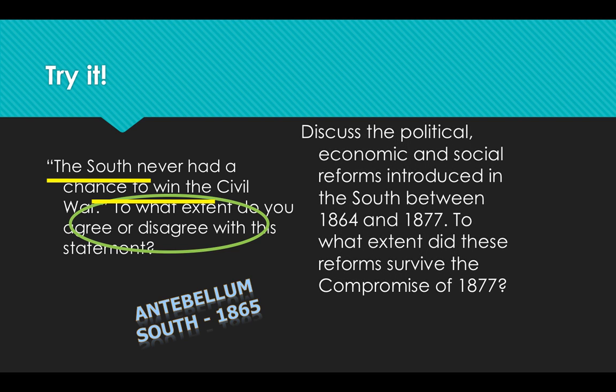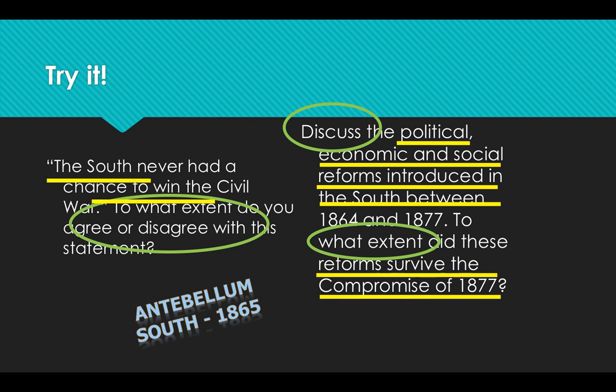And then the second one: discuss the political, economic, and social reforms introduced in the South between 1864 and 1877. To what extent did these reforms survive the Compromise of 1877? So your task is to discuss and to what extent. Your topic is political, economic, social reforms in the South. And then again, how did those reforms survive the Compromise of 1877? And so you're focused on that time period, 1864 to 1877. So you've got to understand what the prompt is asking you to do.